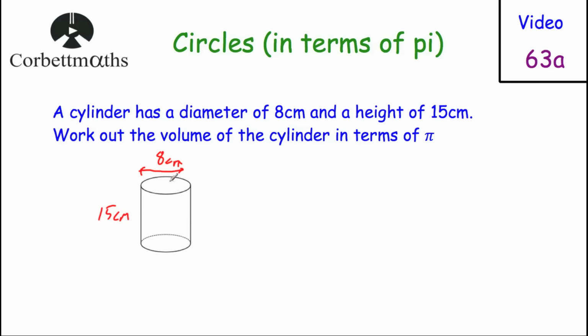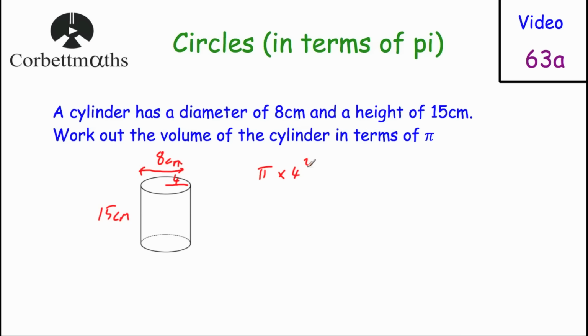So the volume of a cylinder. A cylinder is a prism, so we would find the area of the cross section, in this case a circle, and then multiply by how tall the shape is. So let's get the area of the circle. The circle has got a diameter of 8, so the radius of the circle is 4 centimeters, and the area of a circle is pi r squared, so pi times 4 squared.